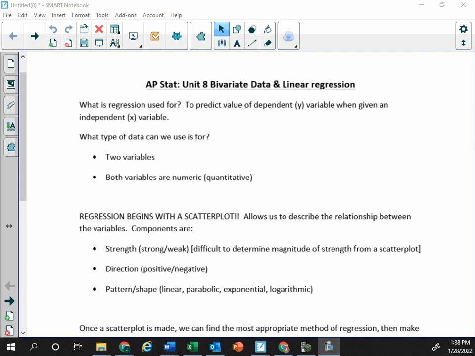Much time to focus on AP Stat. Yes. All right, good. So let's start Unit 8. We'll see how far we get today, how long we last.